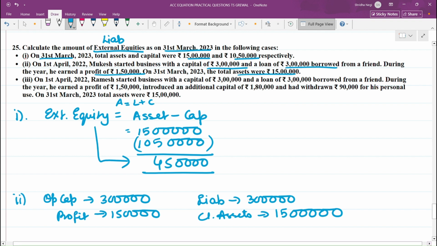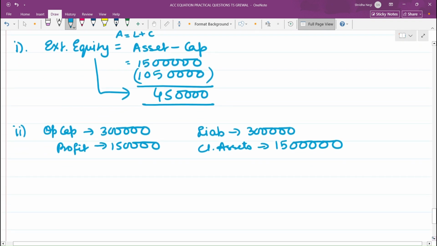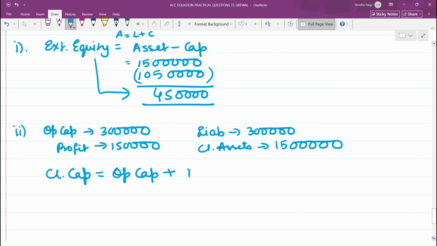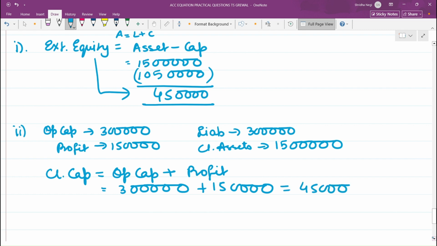तो आपको क्या निकालना है? External liability. Okay. So what will be the external liability in this case? Now, your closing assets are given. So what will be your closing capital? Can you find out the closing capital? Closing capital will be opening capital plus the profit. यहाँ पे तो profit ही दिया हुआ है. तो it will be 3 lakh plus 1,50,000, which is equal to 4,50,000.